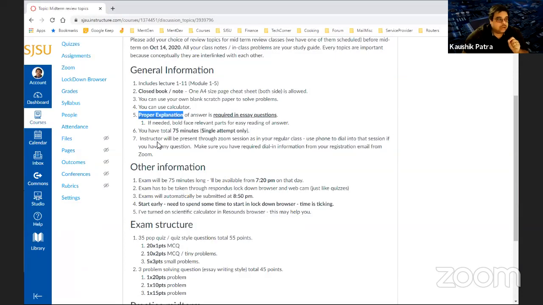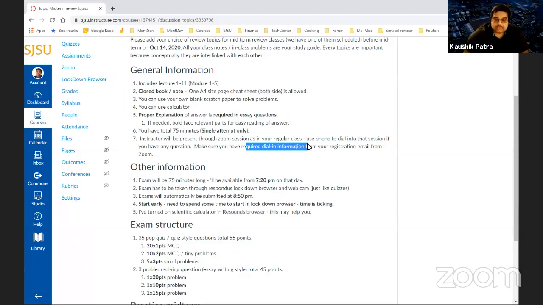You have a total of 75 minutes, and I will be present in the Zoom session, the same as your regular class Zoom link. You can dial in using your phone if you have any questions. The one thing you must have is the required dial-in information. So go to your Zoom invitation email that you got after the registration.